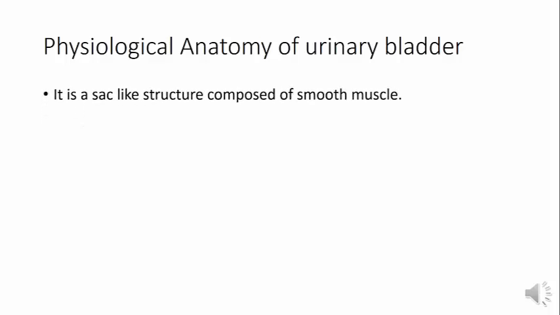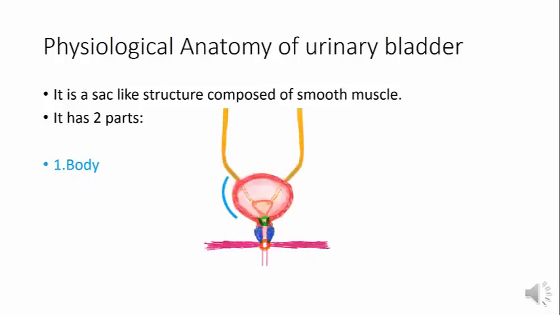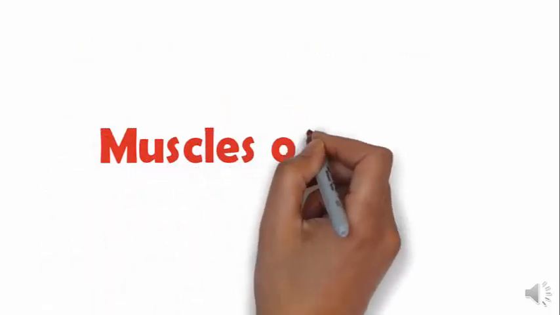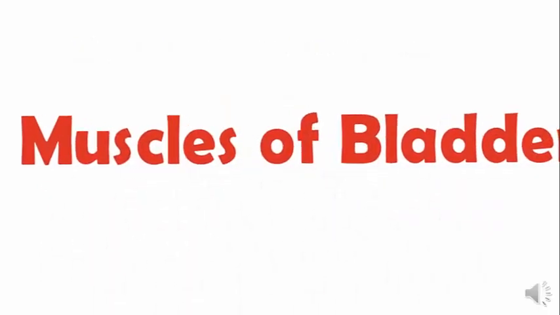Now, the urinary bladder is a sac-like structure composed of smooth muscle fiber cells, and it has mainly 2 parts. Number 1, the body, and this portion is the body, and number 2 is the neck region, and this is the neck region. Let's find out the muscles of the urinary bladder.